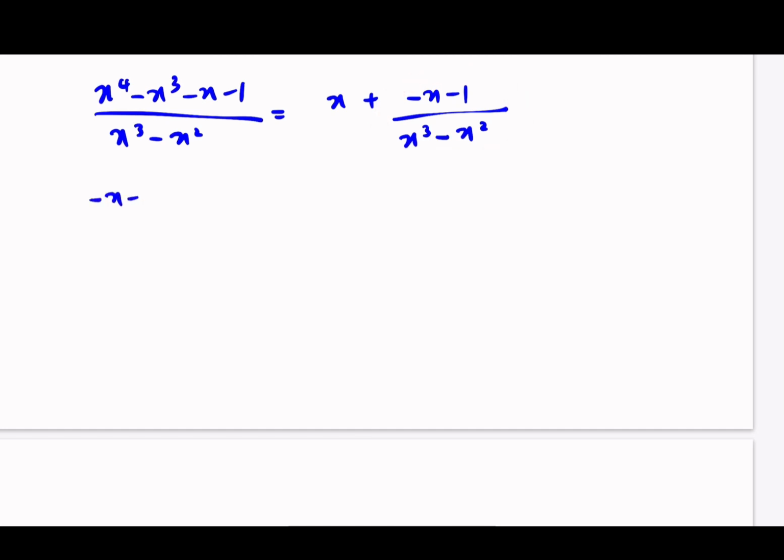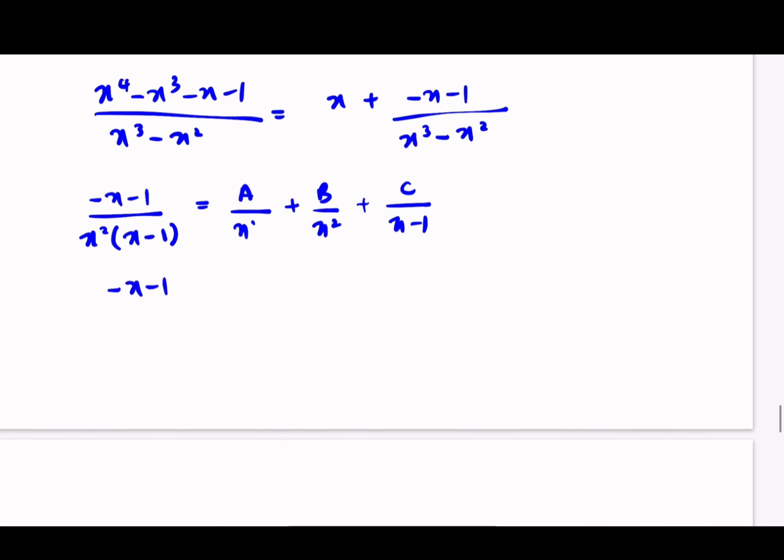So, negative x tolak 1 over x squared ni bawa keluar. So, jadi x tolak 1. So, ni akan jadi a over x, sebab dia adalah repeating linear di sini. So, dia first adalah a over x plus b over x squared plus c over x minus 1. Then, kita cari ABC ni. So, a times x minus 1 plus b times x minus 1 plus c times x squared.